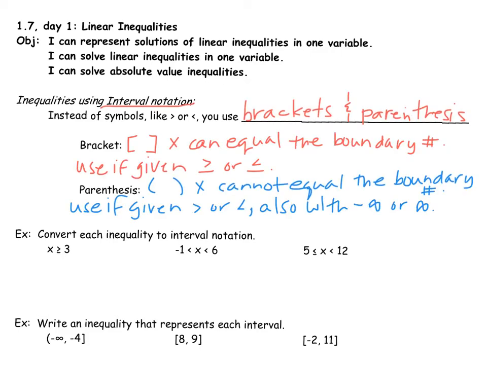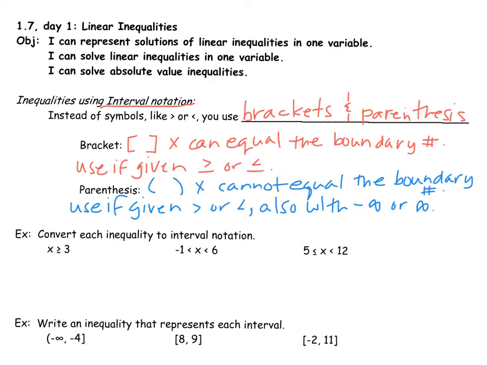We'll start off with a unique way to represent inequality answers using interval notation. Instead of symbols like less than or greater than, we'll use brackets and parentheses. We would use a bracket in our solution if your answer for x can equal the boundary number as well as be greater than or less than. Therefore, you'll have a greater than or equal to, or less than or equal to symbol, and you use a bracket at that boundary. A parenthesis is used if x cannot equal the boundary number.